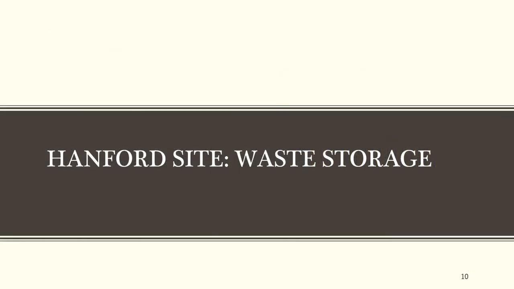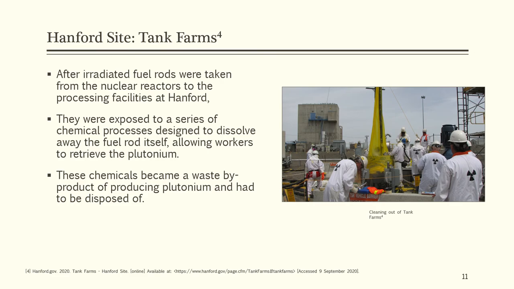So the Hanford site and the waste storage there. After irradiated fuel rods were taken from the nuclear reactors, they needed to be processed chemically in order to extract the plutonium that was created inside of them. And so they were exposed to a series of chemical processes, and this would dissolve away the fuel rod and leave just the plutonium itself.